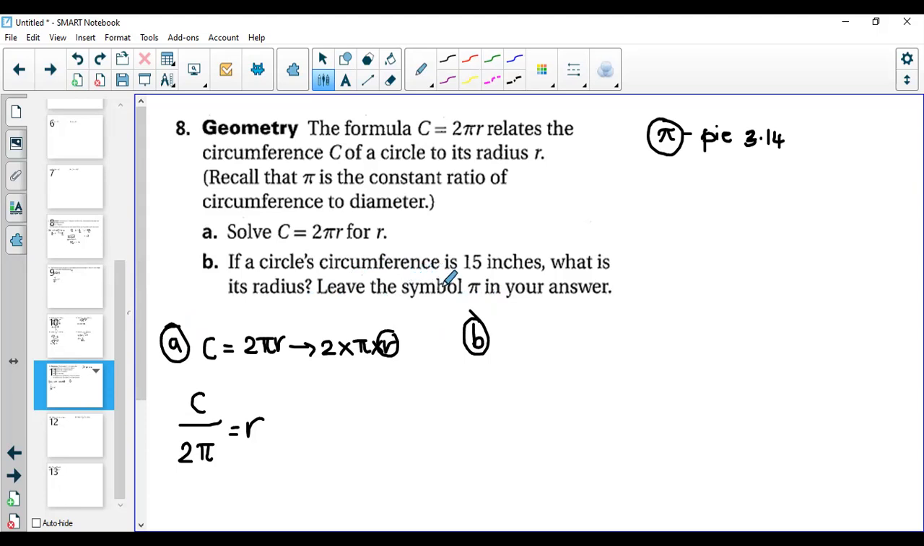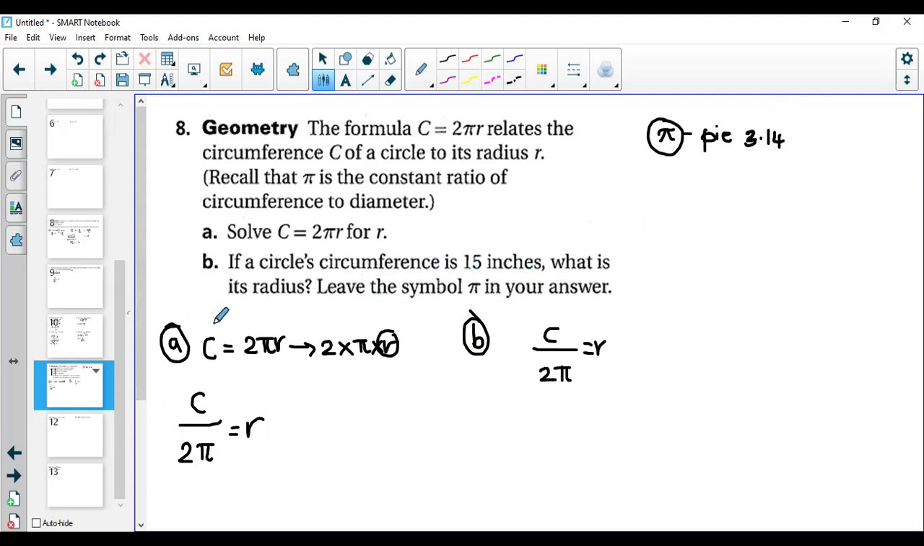If a circle's circumference is 15 inches, what is its radius? Leave the symbol pi in your answer. So see, again they said not to solve. If they ask you to solve, we have to put this number in place of that and solve it. But they said don't, leave the symbol. So what's the equation we got here? We got c over 2 pi equals r, right?